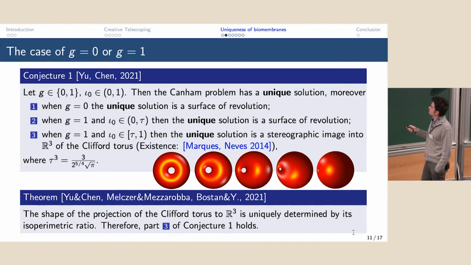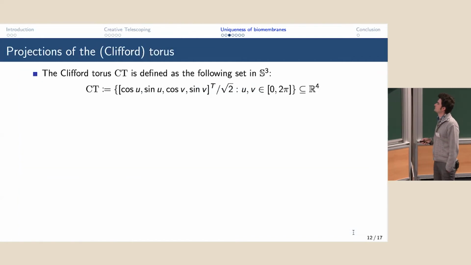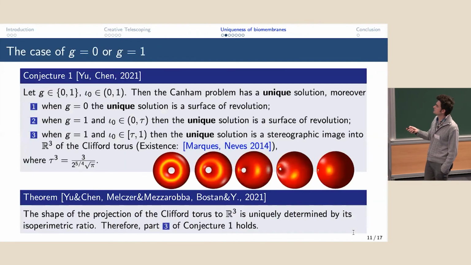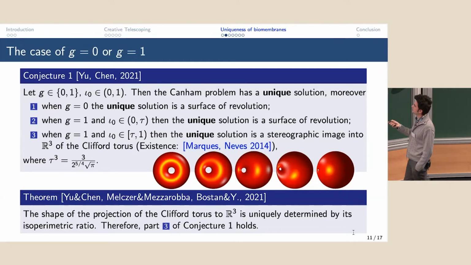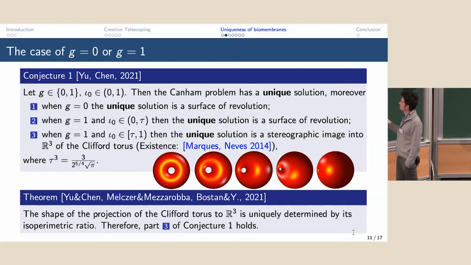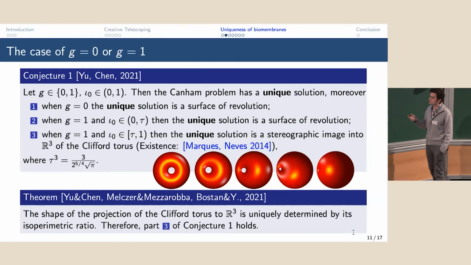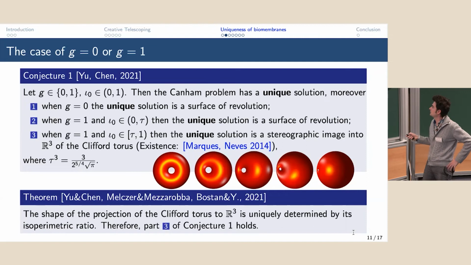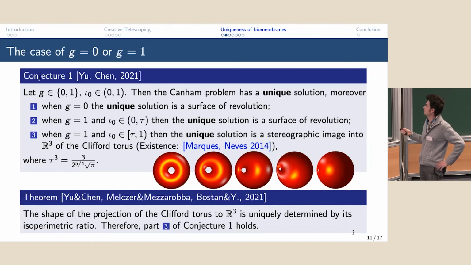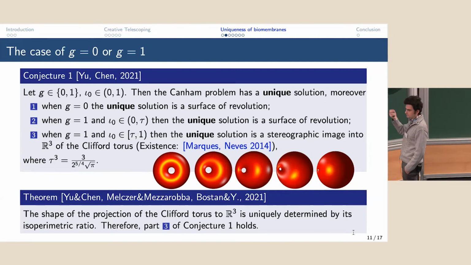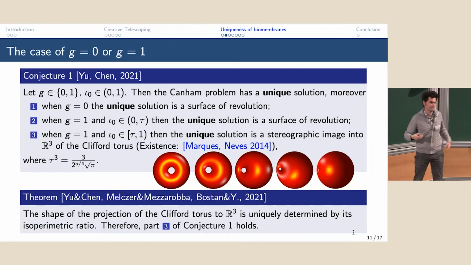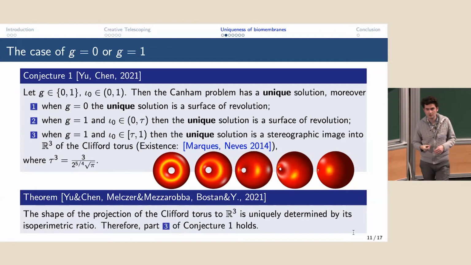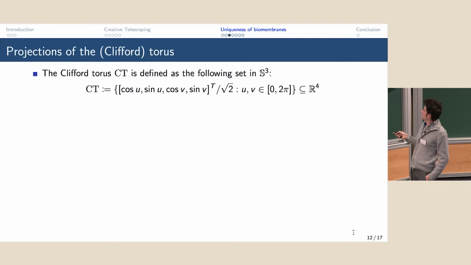And now I want to say a few words about the proof of this theorem. It is mostly by Yu and Chen, but with some condition in the statement, which was in the same year actually proven by Melzner and Metzaroba with some analytic techniques, and by Boston and myself with some very different techniques, which will be somehow the combination of the two parts of my talk.